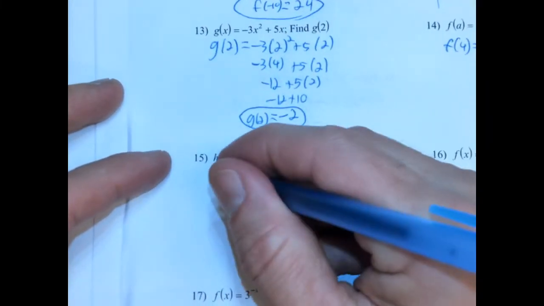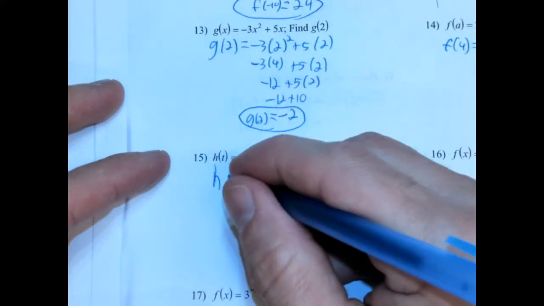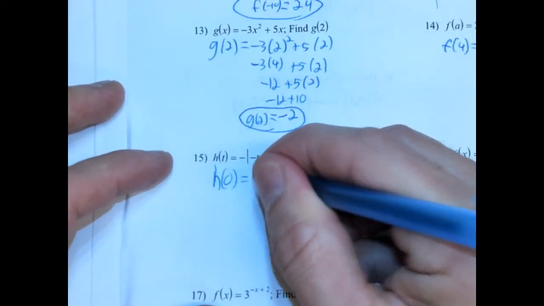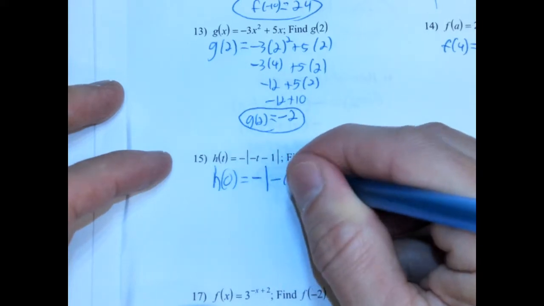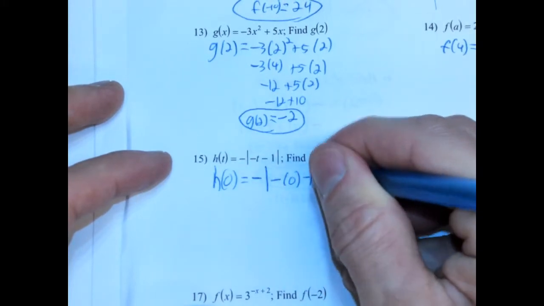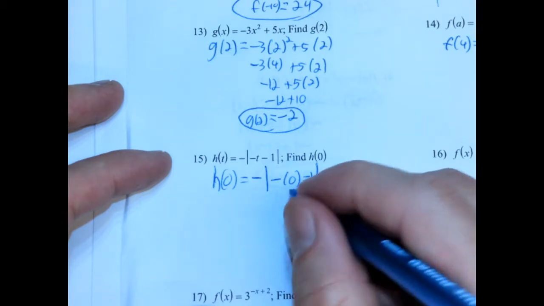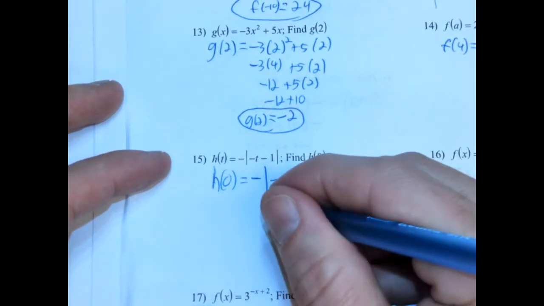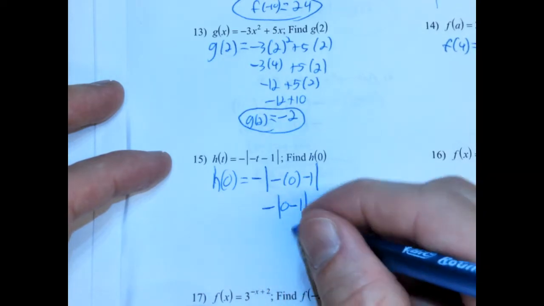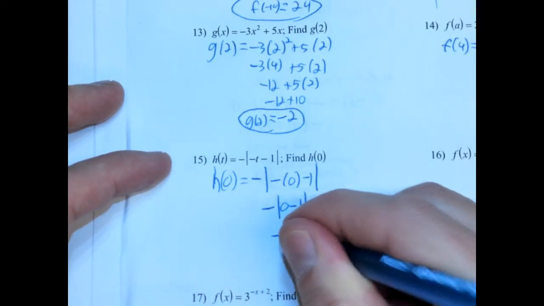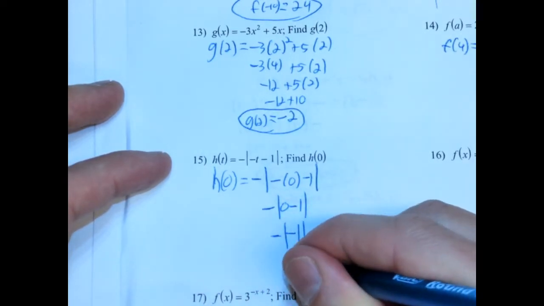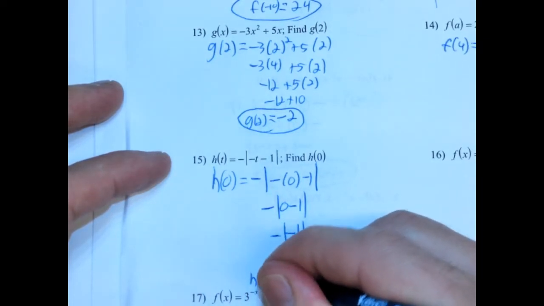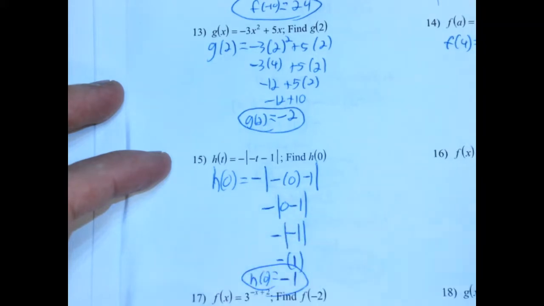So, ooh, look at this one. H of 0. Oh, it's not bad. 0 is pretty easy when you plug stuff in for 0. So, negative 0 minus 1. Okay. Negative 0 is going to be 0. So 0 take away 1. And then 0 take away 1 is negative 1. Absolute value of negative 1 is positive 1, but we still have this negative sign, so it's negative 1. So h of 0 is negative 1.